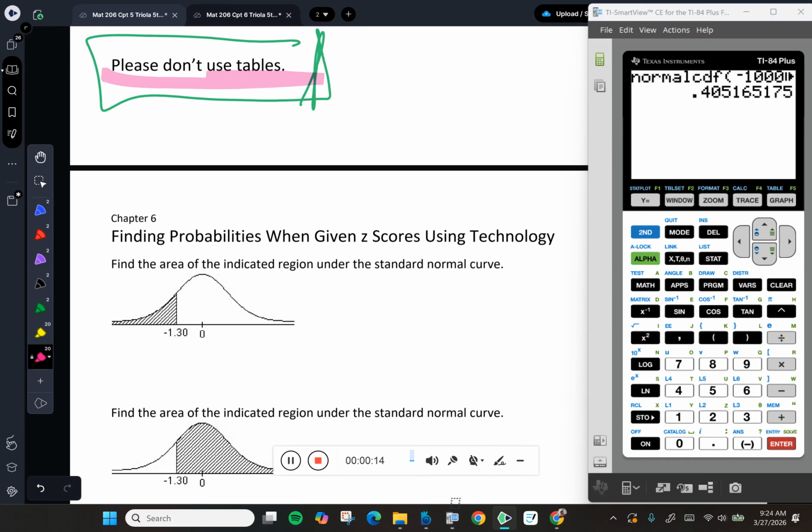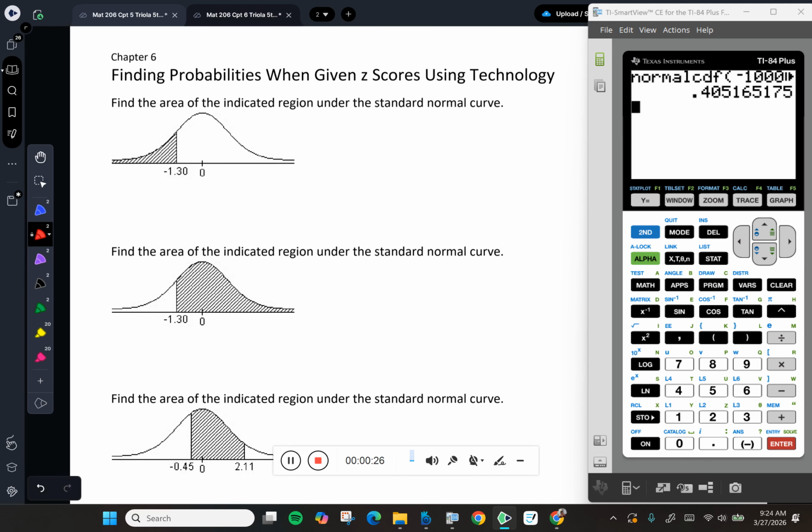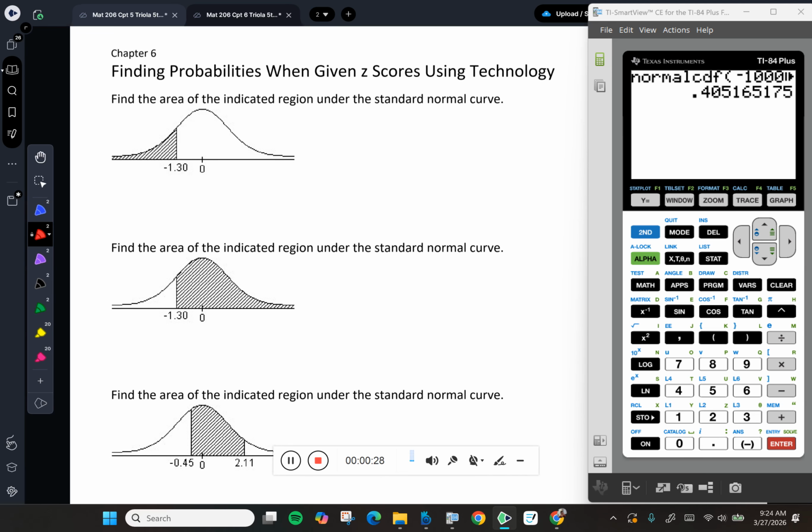Remember, please don't use tables. They aren't going to help you. They're not going to make you understand this more. All they're going to do is frustrate you. So let's take a look at how the problems are going to be delivered, and then how we use technology to find them. All right, so here's our first problem.